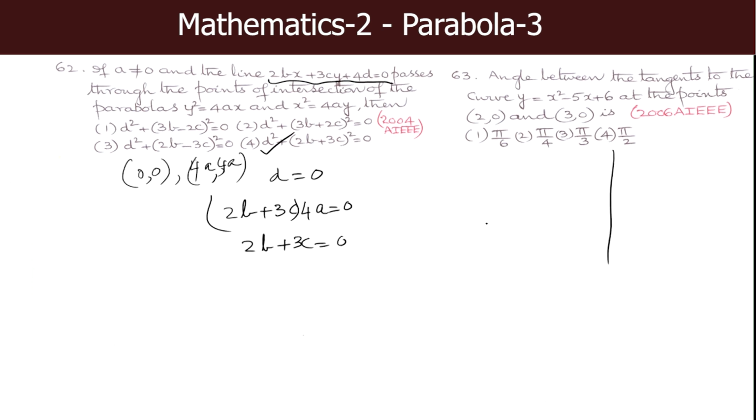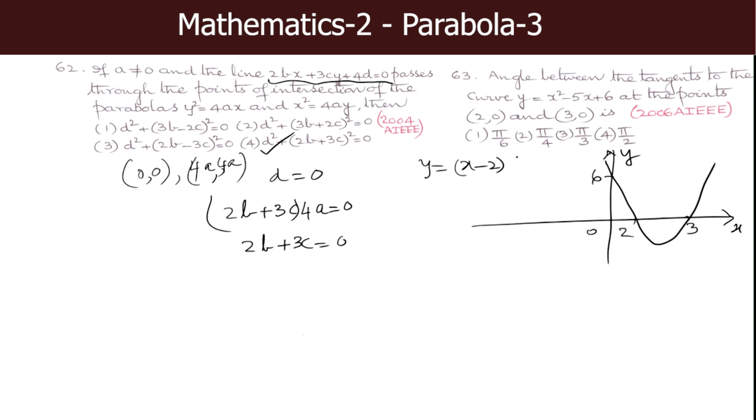The graph looks like this. It has a lowest point because the coefficient of x square is positive. This is 6 and this cuts the axis at 2, 3, because y equal to x minus 2 into x minus 3. It cuts the x axis at 2, 3. The lowest point is at 5/2. This is the lowest point.